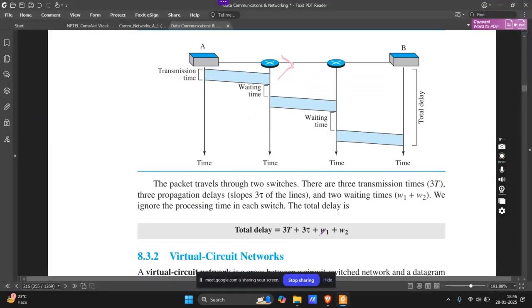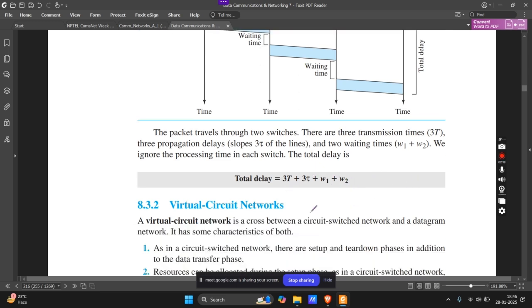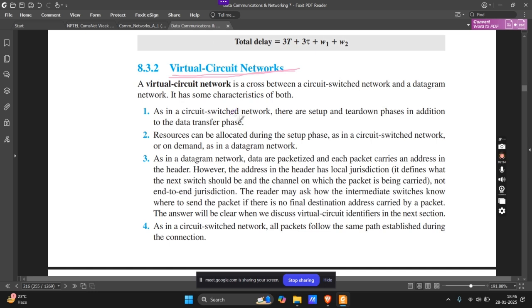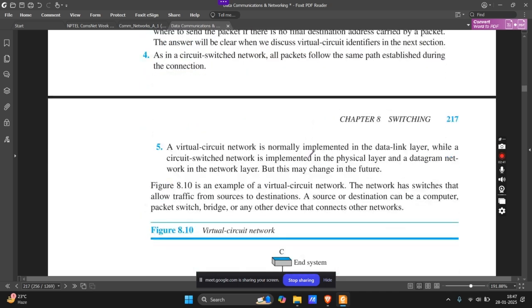So the total delay is the sum of these transmission times and these W1, W2 waiting times. And then there is another concept. This is also a packet switching network, but this is a hybrid, not purely packet switching like the datagram network. The previous one we learned was purely circuit switching. And this one is a bit different. This is called a virtual circuit network. This is kind of a cross or a hybrid between a circuit switch network and a datagram network.